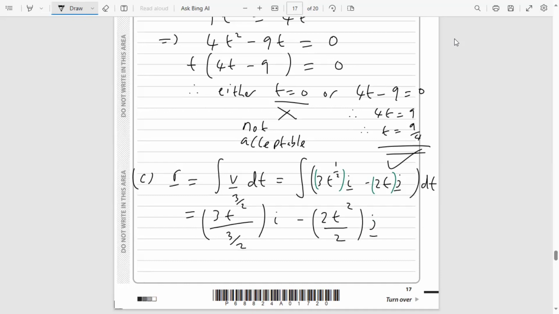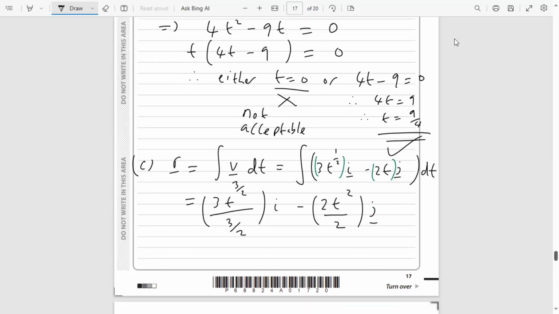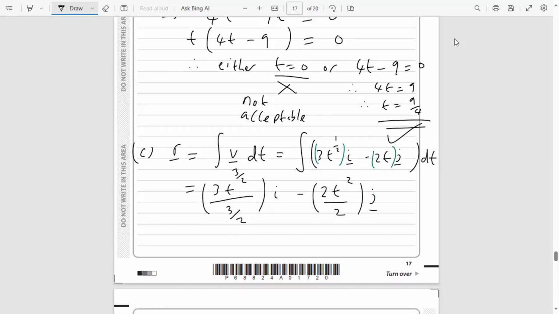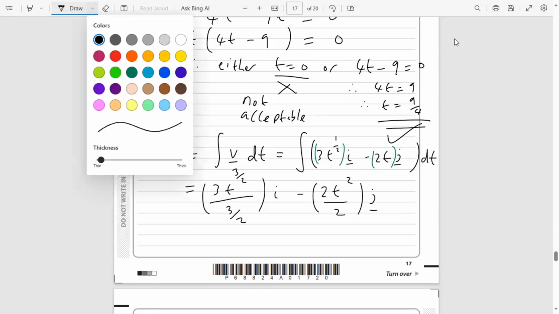However, we're not done with the integration. So remember, we're doing indefinite integration. We've got no limits on the integral. So we're going to have to add a constant. And really what I'm actually going to do is add the constants within the two components.